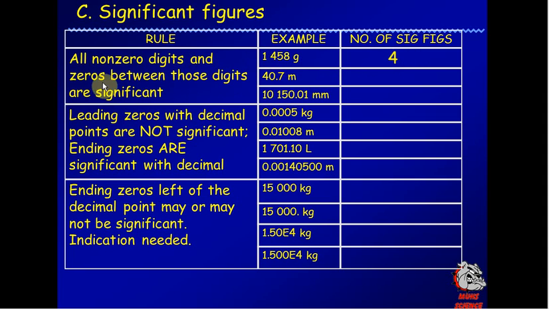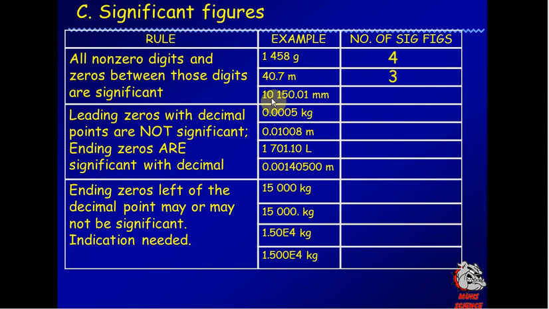The other part of this rule is that the zeros that occur between those non-zero digits are also significant. So in 40.7, you have a machine measuring down to the tenths, and this zero then, of course, is significant because it's obviously more accurate than that ones place. So this is an example of a 3 sig fig number.